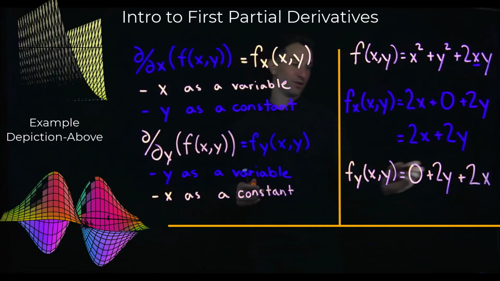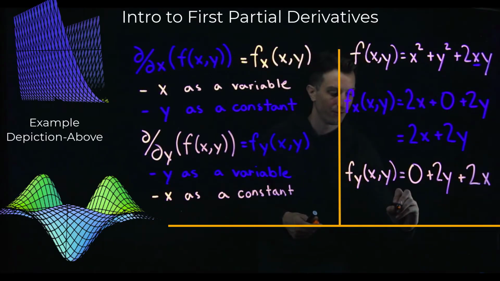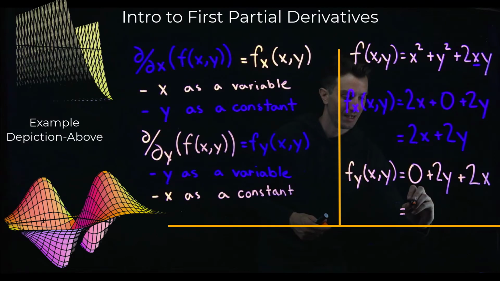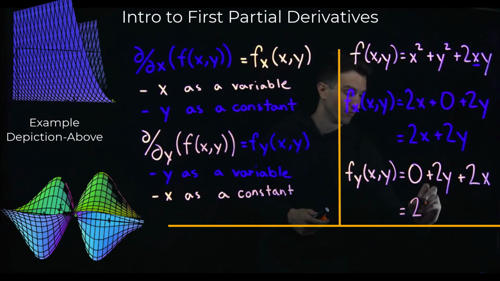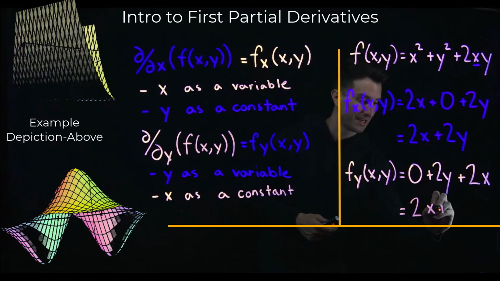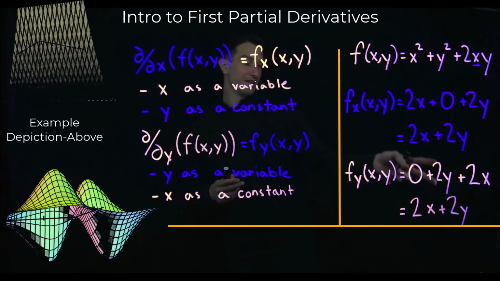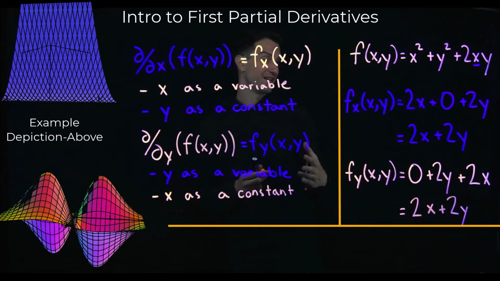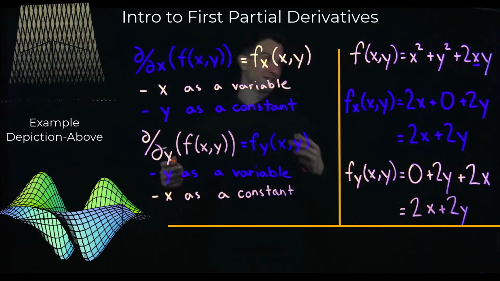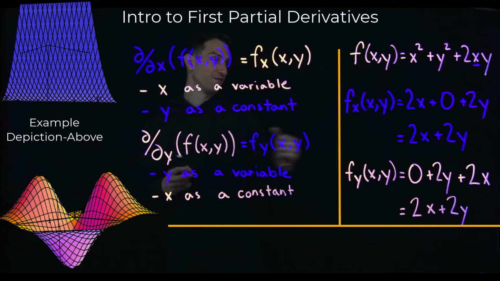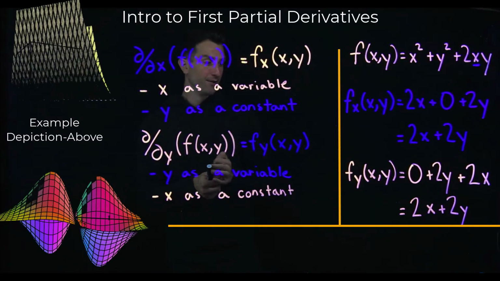And of course, we don't want to leave our answer like this. Let's simplify it. We don't need the 0. We have 2, and I'll just rewrite it the same. So in this case, and I should point out this is not always the case, these partial derivatives are the same. We're going to see in examples after this that is not always true. Actually, very rarely is it true. But in this case it is.